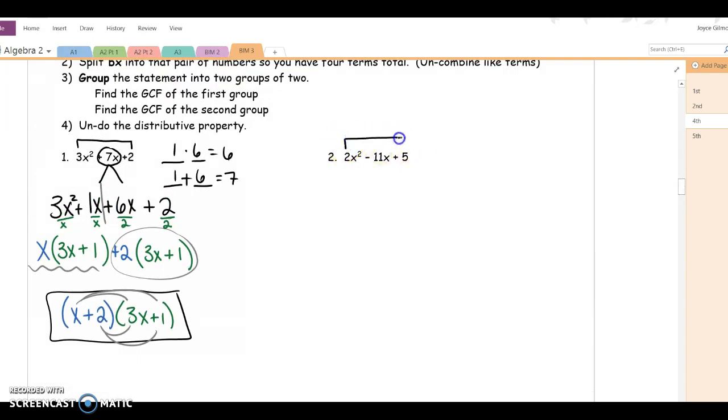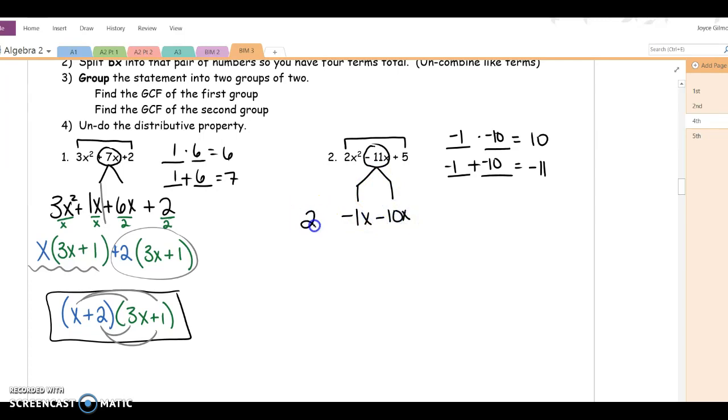We start by multiplying our a value and our c value. So 2 times 5 is 10. We're looking for a pair of numbers that multiplies to give us 10 and adds up to our middle number of negative 11. What pair of numbers does that? Negative 1 and negative 10. Okay, second step, you take this middle term, negative 11x, and you're going to split it into negative 1x and negative 10x. Keep your 2x squared in front, keep your plus 5 at the end.